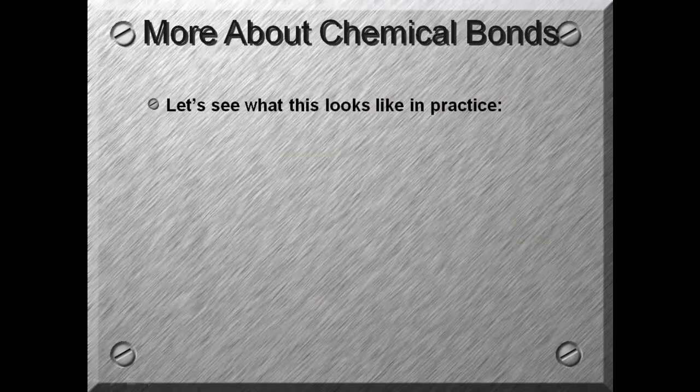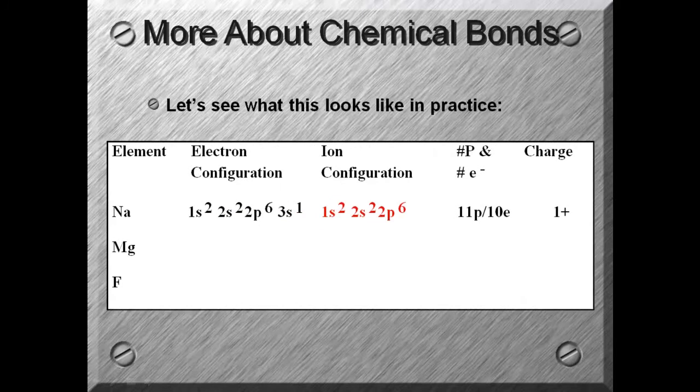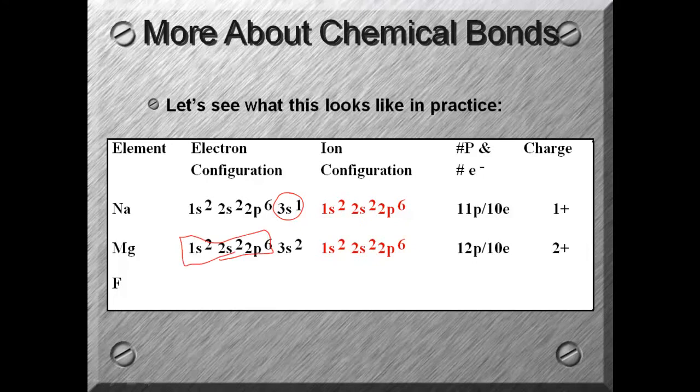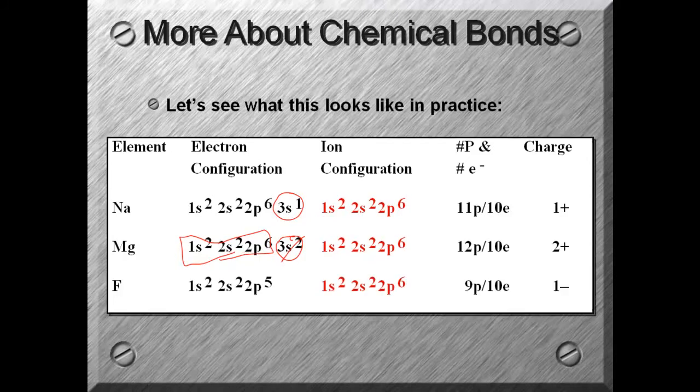Let's see what this looks like in a little bit of practice problems. Here we have sodium. It loses one electron. It's 3s1 right here. Loses that. So it has a plus one charge. Magnesium, to become a stable noble gas, sorry about the writing there, it will lose this 3s2 and become a plus 2 charge. Fluorine, on the other hand, it's easier to gain one electron than to lose 7. So it gains an electron here, giving this outer energy level, and it'll have a negative 1 charge. All of these ion configurations here are noble gas configurations. And that's the whole point of bonding, to become stable.